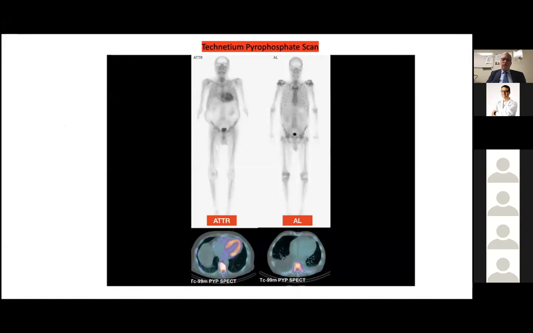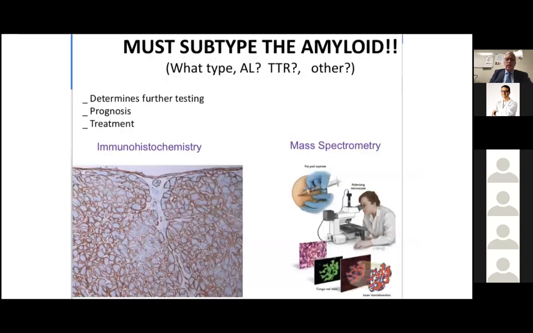However, the caveat is some patients who have amyloid due to myeloma light chain disease can have uptake in the heart. So it is mandatory: if you have a positive scan, you always do screening for myeloma. So the technetium pyrophosphate scan is very helpful in diagnosing this.